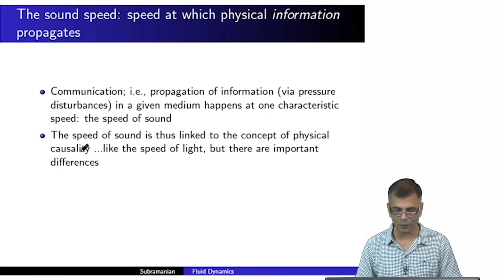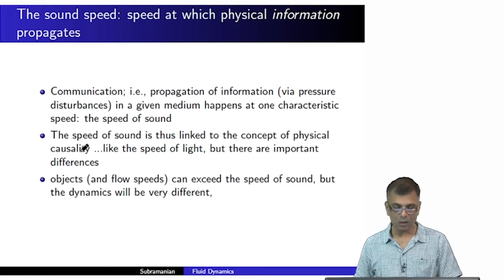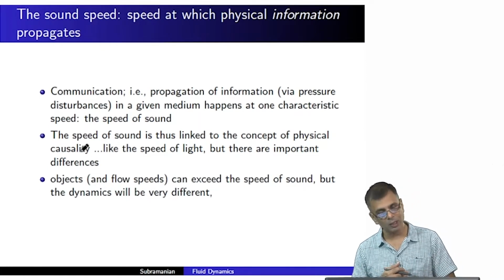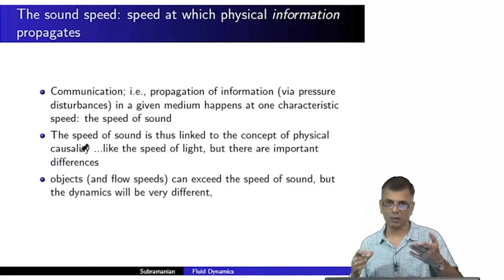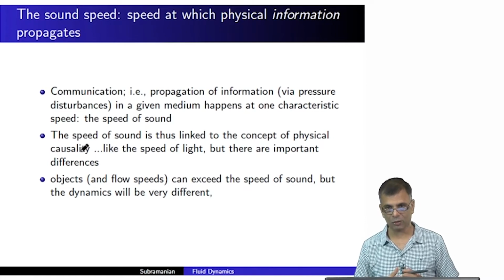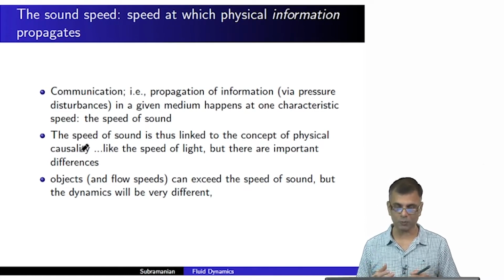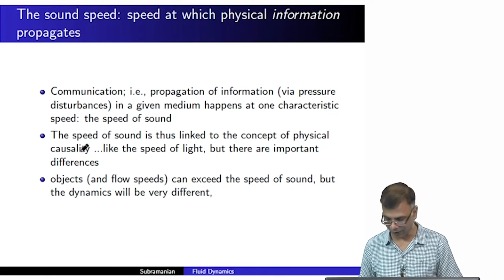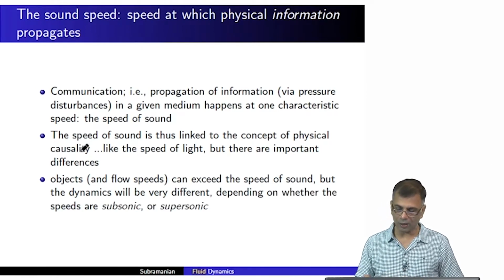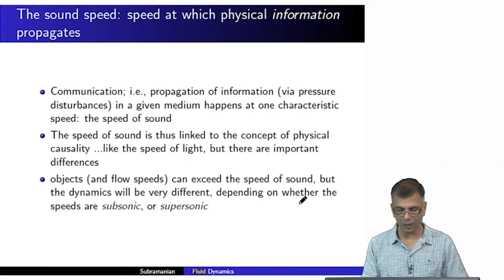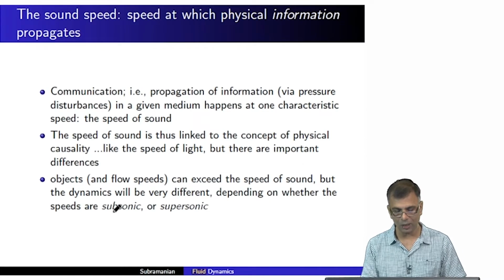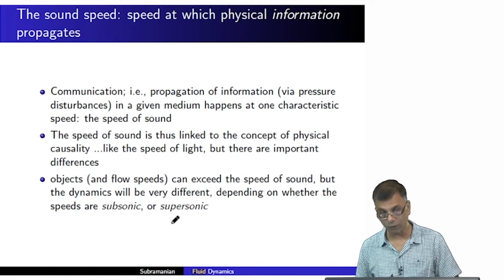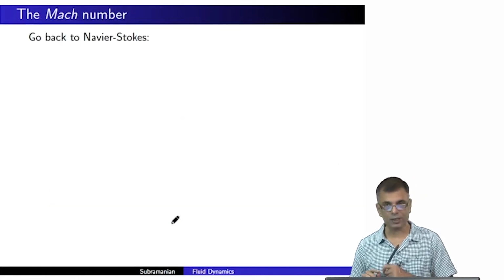In that respect, it is like the speed of light. The speed of sound is somewhat like the speed of light, but there are important differences. Objects and flow speeds can exceed the speed of sound. There is nothing sacrosanct about the speed of sound. You can have flow speeds that are larger than the speed of sound. That's not so for the speed of light. Of course, nothing can ever exceed the speed of light. However, the dynamics will be very different depending upon whether these flow speeds are lower than the speed of sound, in which case they are called subsonic, or whether they are higher than the speed of sound, in which case such flows are called supersonic.